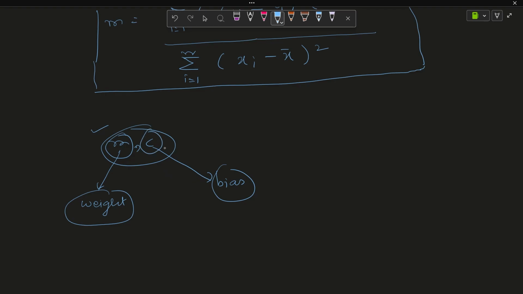So the bias is an offset. So even if x is 0, there will be something in the y, right. If a student does not study, he or she might get some marks, right. This is bias.